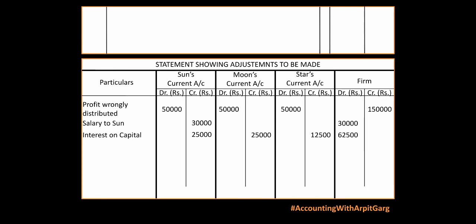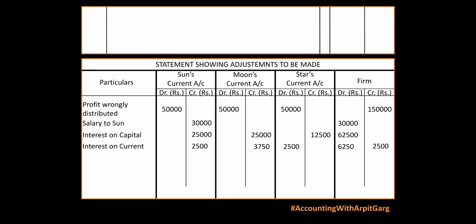Now interest on current account to be allowed and charged. Son's current account is 50,000, so 5% of 50,000 we will give him. To Moon, we will give 5% of 75,000. But Star's current account is having a debit balance, so we will charge interest from him. So 5% of 50,000, 2500 rupees we will take from him, so we will write it on debit side. Then we will post these balances on the firm's debit or credit side.